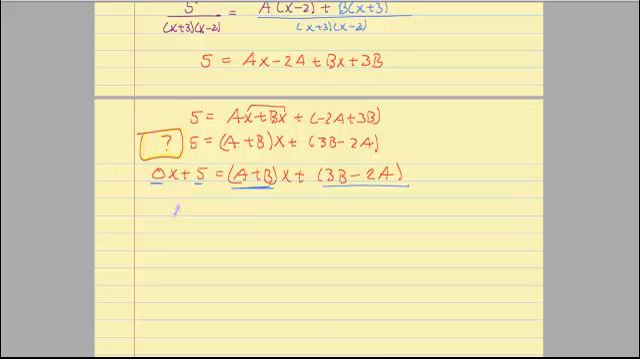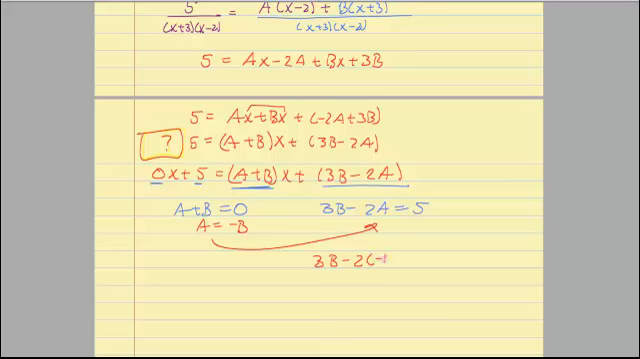So the way this would look then is that a plus b would equal 0, and 3b minus 2a would equal 5 then. So this is equating the coefficients. Now what I have is two equations and two unknowns. There's a lot of different ways to solve this. I'm going to solve this by substitution. So I'm going to say that a is equal to negative b, and then I'm going to plug that in over here and solve.